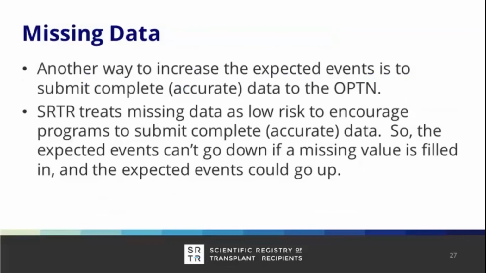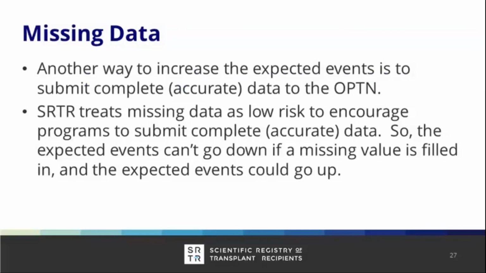Another way that you can make your expected events increase is to submit complete and accurate data to the OPTN, right? Because the SRTR treats missing data as low risk. So when we predict the expected events, if you have missing data that's part of that risk adjustment model, we are going to treat missing data as being low risk, okay?